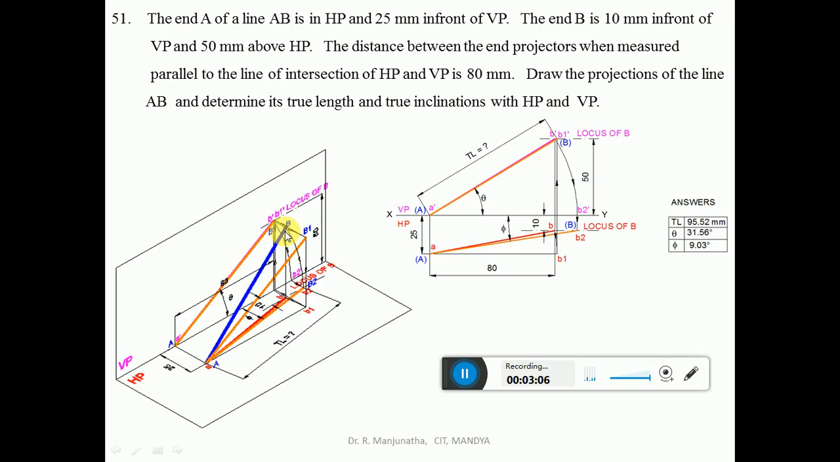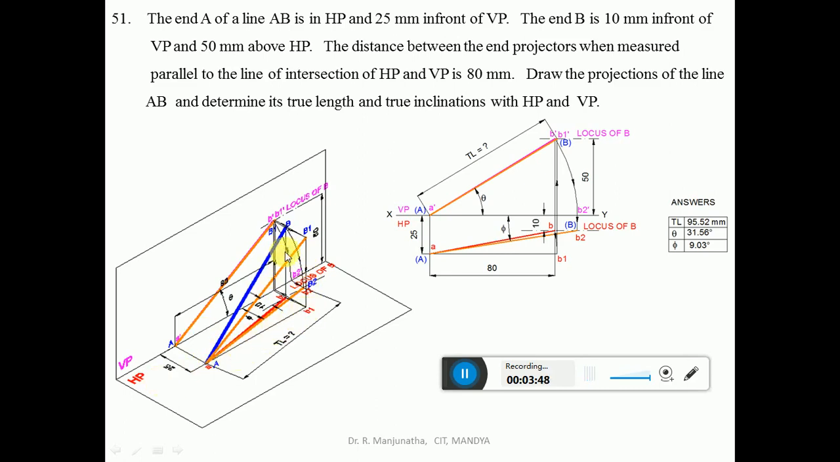Now first we will find the true length in the vertical plane. If you want to find the true length in the vertical plane, the line has to be parallel to VP. So with A as center, take the radius of AB and rotate such that B will also be in front of VP by 25 mm. So that the end A is in front of VP by 25 mm, and B1 is also in front of VP by 25 mm. In front of VP can be seen in the horizontal plane when it is projected. So you are going to see AB1 is parallel to VP.